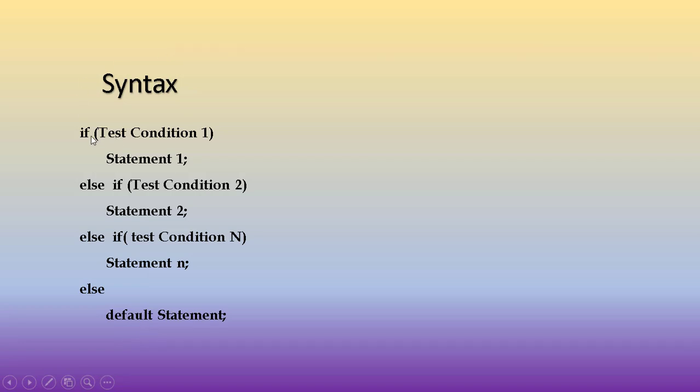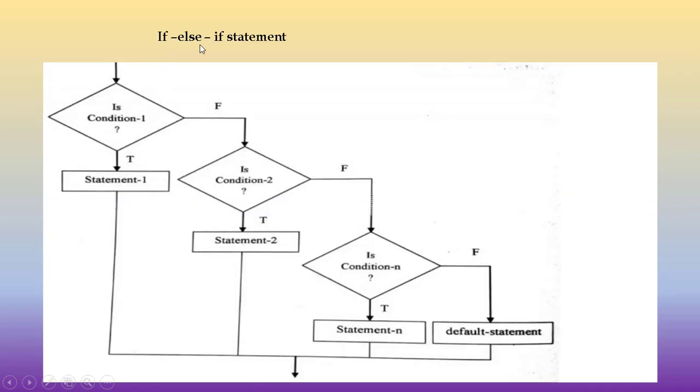Once again, if condition 1 is true, statement 1, else. If the condition becomes false, then it goes to the next condition. It will check this condition. If this condition is true, statement 2. Otherwise, it will skip statement 2 and go to the next condition, condition n. If this condition is true, statement n. Else, default statement. Here you can see the flow chart.